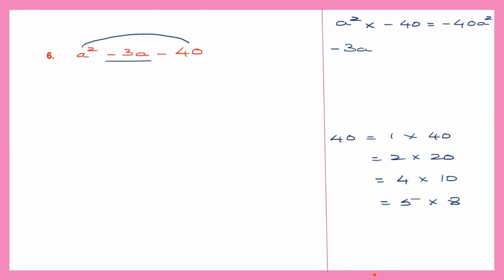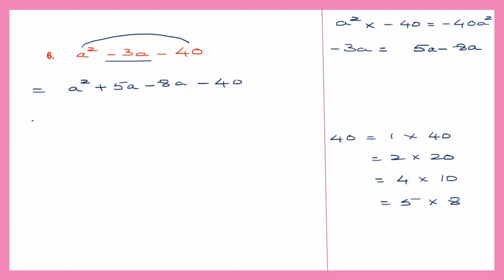So let's see. Now if I have to get minus 3, then I need to say 5 minus 8. 5 minus 8 will give me minus 3, and if I multiply this, I will get 5 into minus 8, which is minus 40. So what are my two terms that I've split minus 3a into? 5a and minus 8a. So let's write that here. So this will become a square plus 5a minus 8a minus 40.